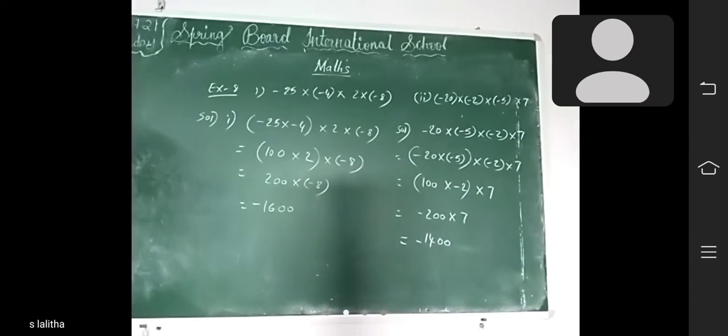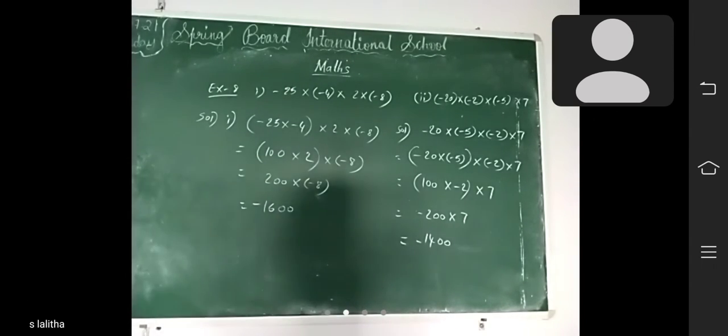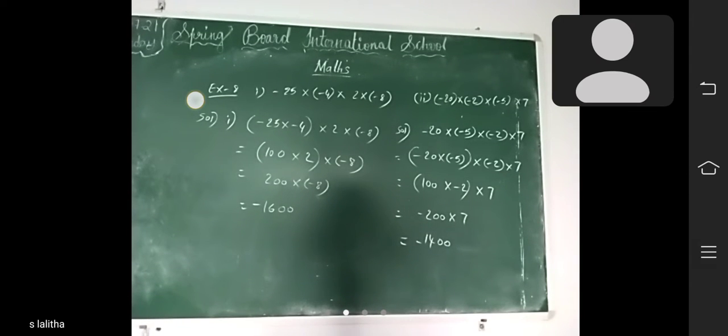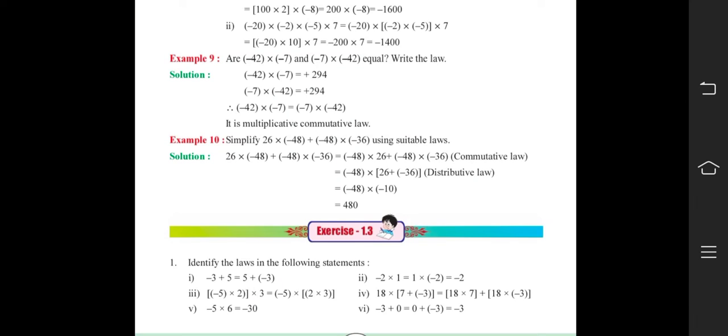Come on, write. Okay, what is the question? Minus 42 into minus 7 and minus 7 into minus 42. Both are equal or not, you should find it. Okay, children? And you have to write the law. Which law it is, you have to write. That is the question.